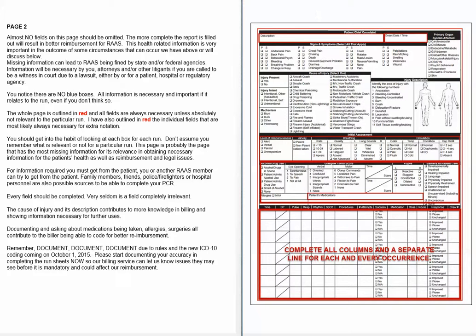You notice there are no blue boxes on this form. All information is necessary and important if it relates to the run, even if you don't think so. The whole page is outlined in red, and the fields are all necessary unless absolutely not relevant to the particular run. I have also outlined in red the individual fields that are most likely always necessary for extra notation. So when you read through these, again, they must be checked if it relates at all.